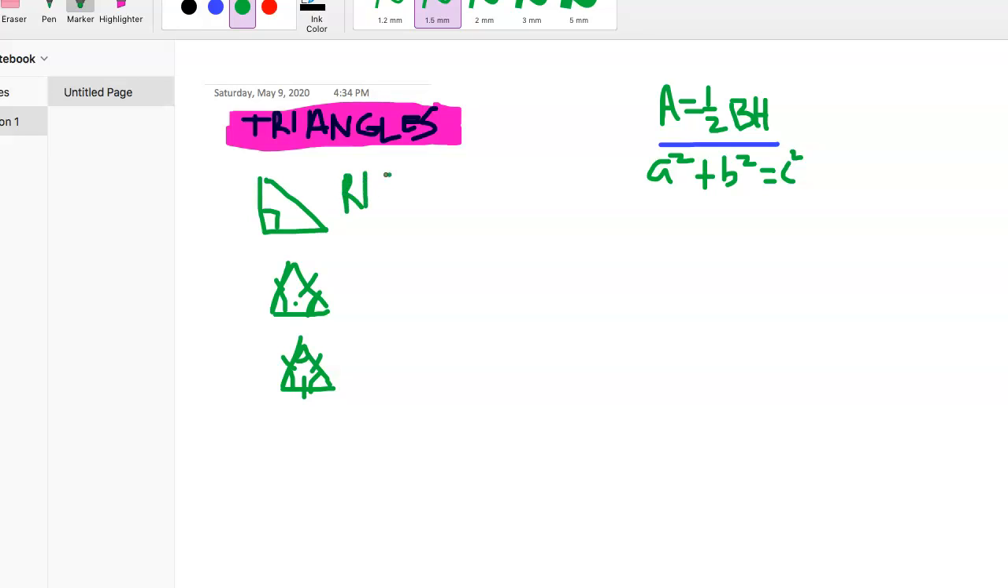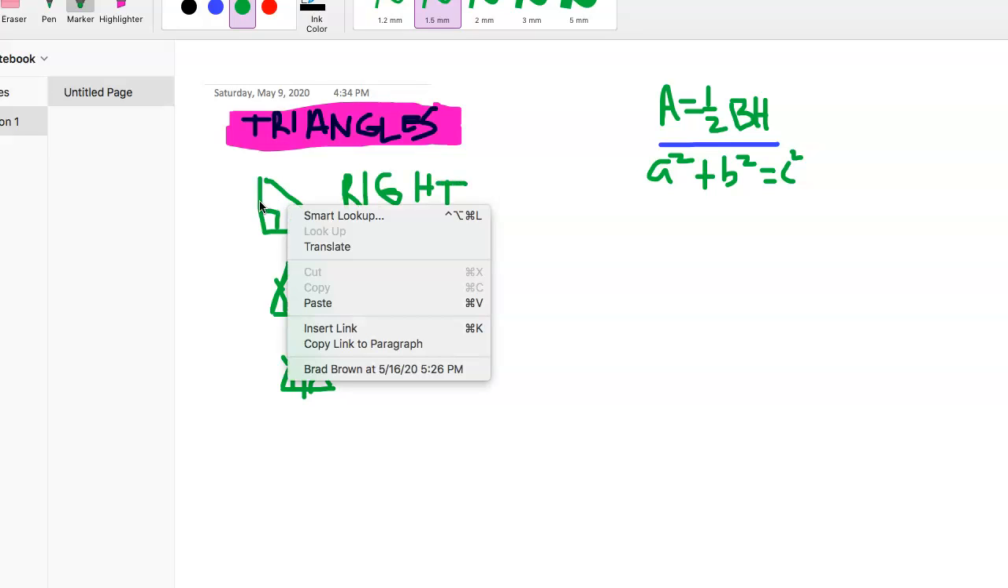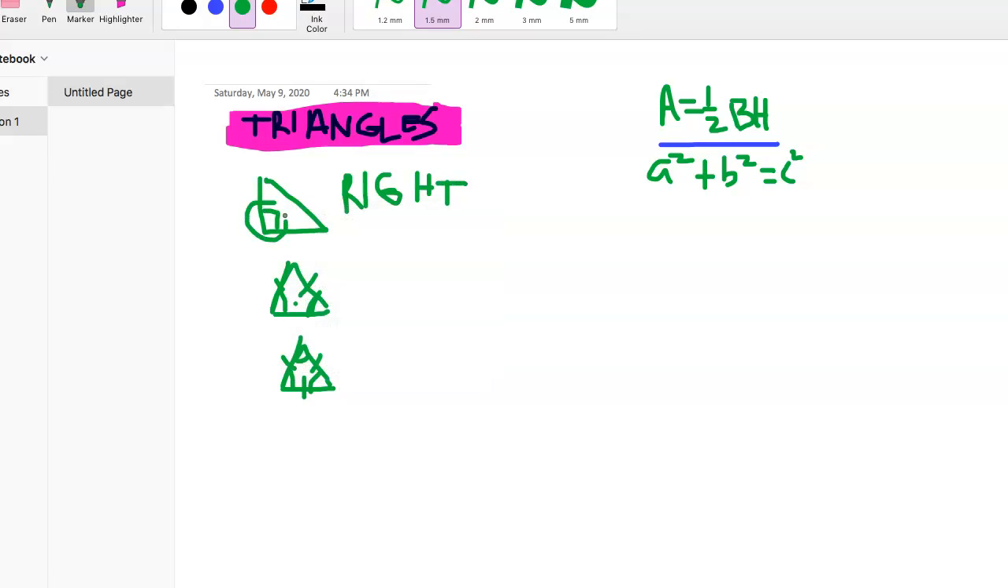So you see that little square inside of the triangle? Okay, that little square right there signifies a 90-degree angle, right? And so anytime you see that little square, then you know you got a right triangle.